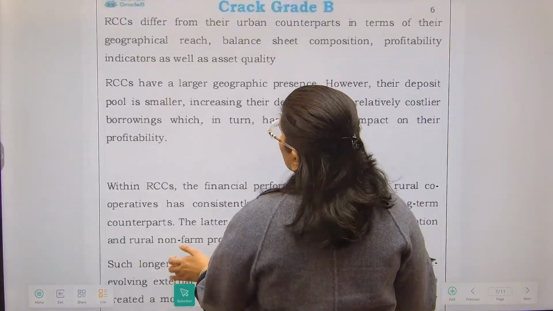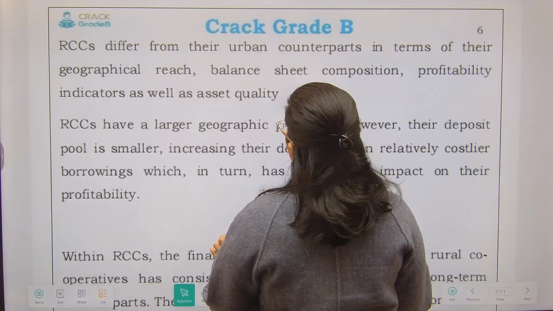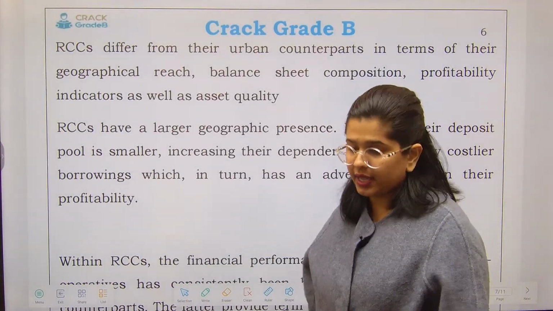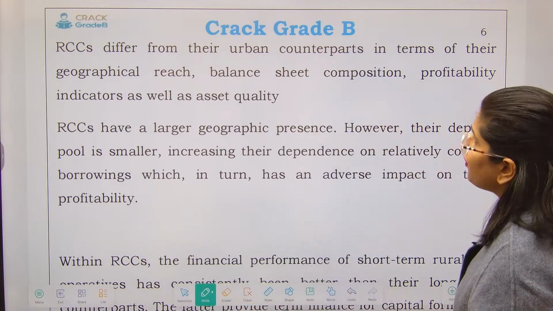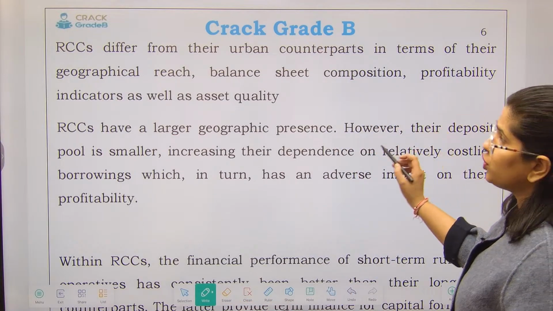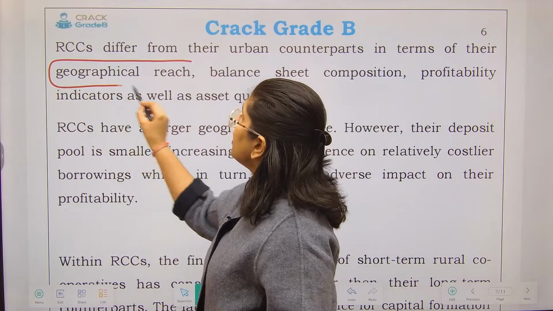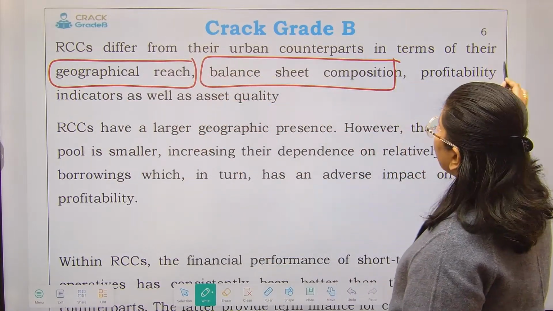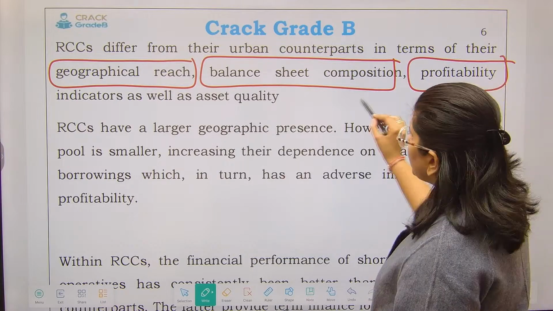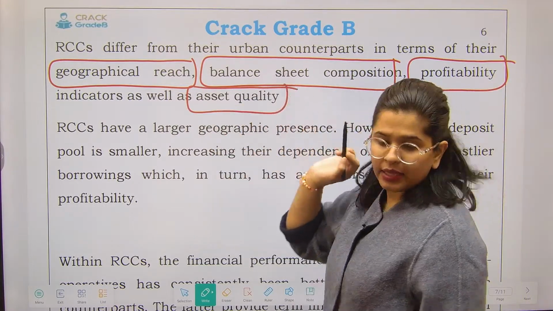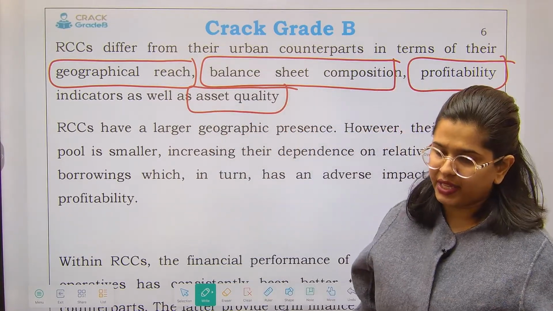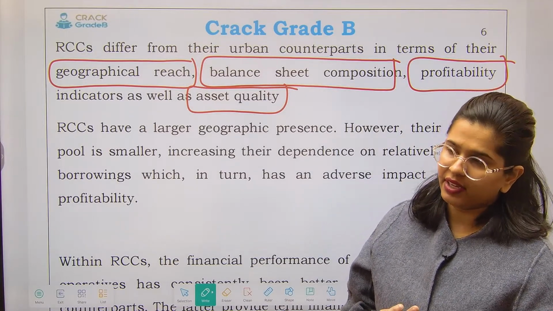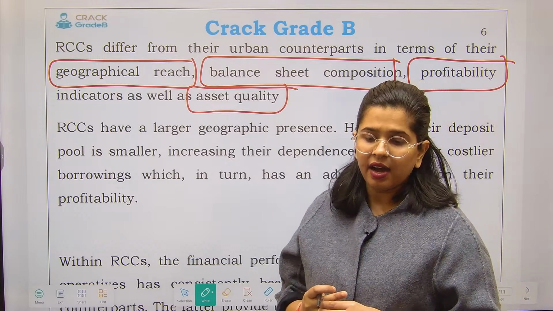Now, how the rural cooperatives differ from their urban counterparts, let us see that as well. किस तरीके से differ करते हैं? So rural cooperatives, they differ from their urban counterparts in terms of their geographical reach, number one, right? Balance sheet composition, number two, and profitability indicators along with the asset quality. But the prime thing which makes a difference between the rural and urban is their geographical thing, ठीक है? Geographical reach or the areas that they are covering.